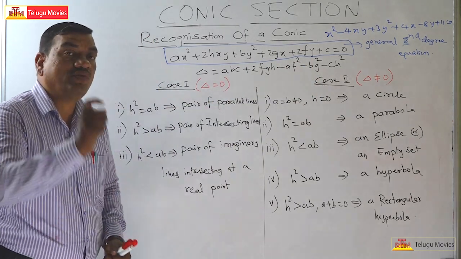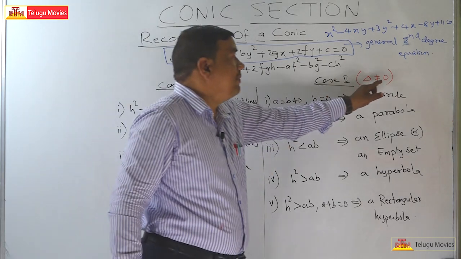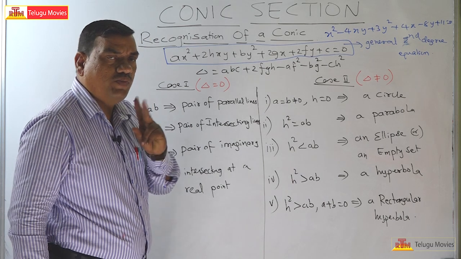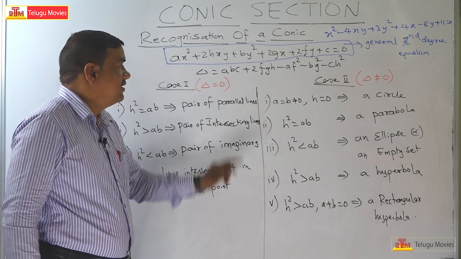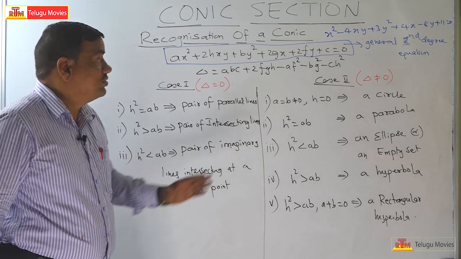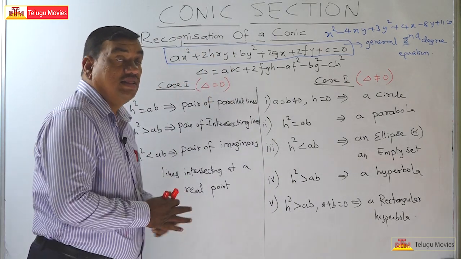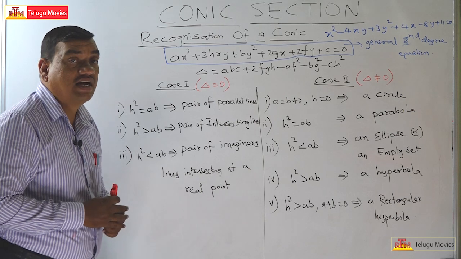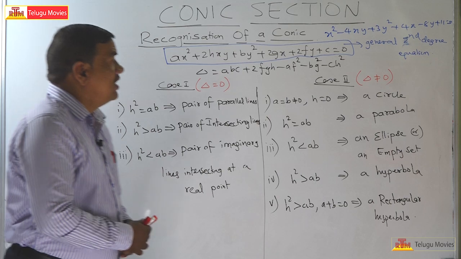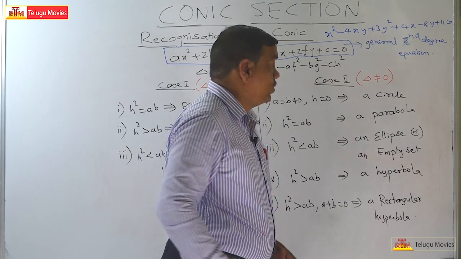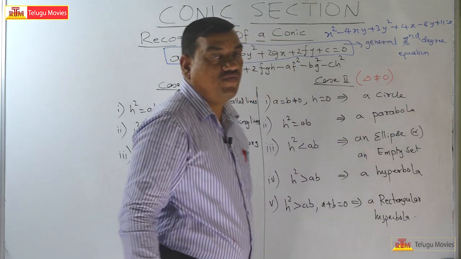Okay, now you will get a value. That value may be equal to 0, or may not be equal to 0. Only two possibilities. We call that value delta. The delta value may be equal to 0, or it may not be equal to 0. If delta equals 0, then the second degree equation represents these conic sections. If delta is not equal to 0, then that second degree equation represents this section of conics.